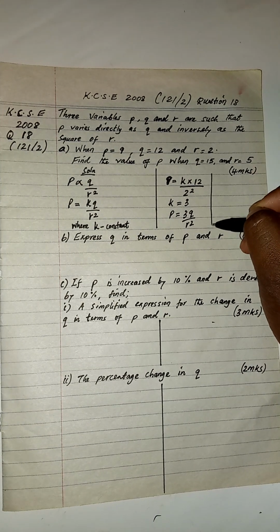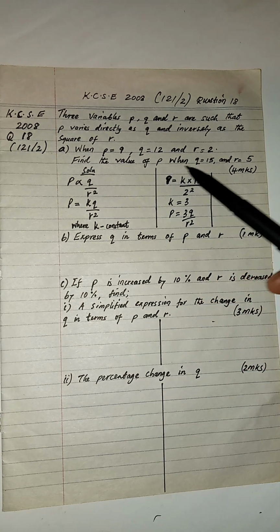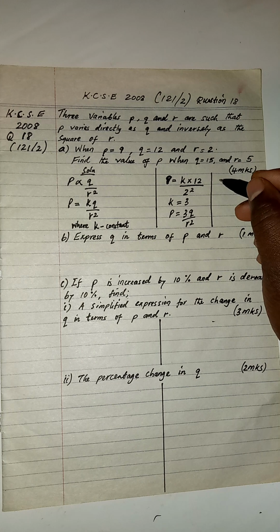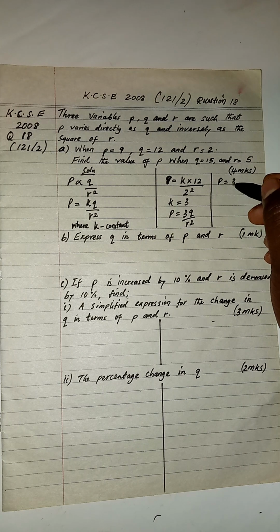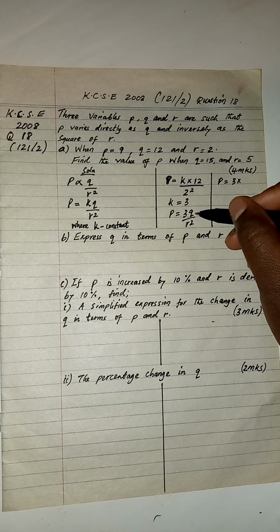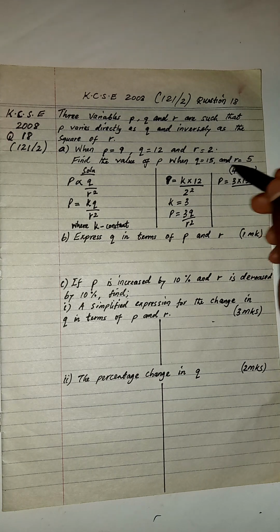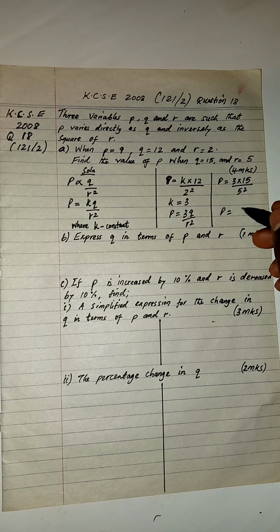So from there we can find the value of P when Q is 15 and R is 5. So P will be equal to 3 times Q, which is 15, over R squared, that is 5 squared, and the value of P will be equal to 9 over 5.